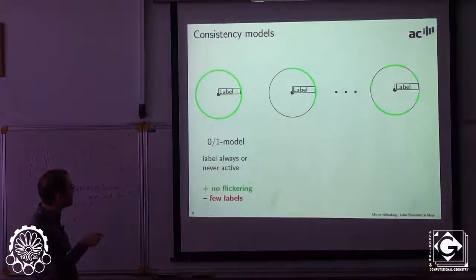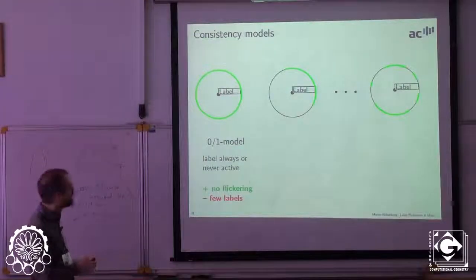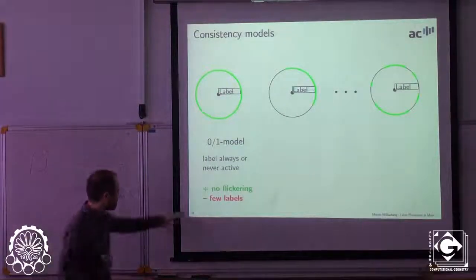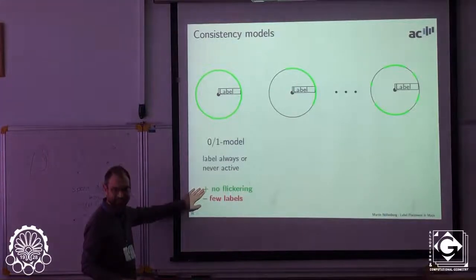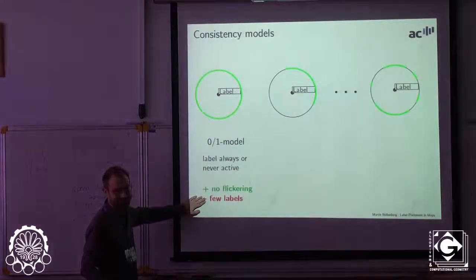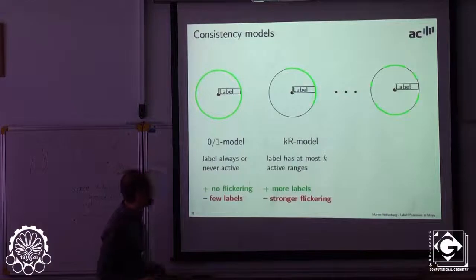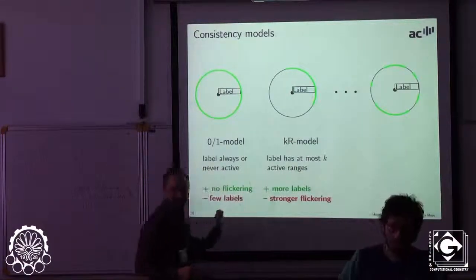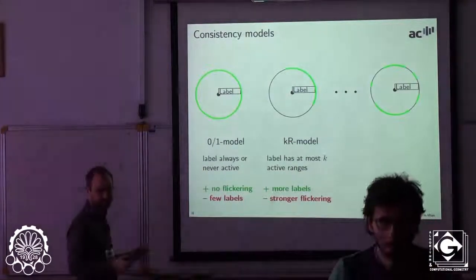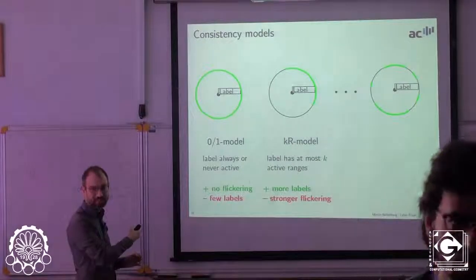So we studied different consistency models for labels. The easiest one is to say either the label is always visible or never visible. That's the 0-1 model. Of course, it has the big advantage that there's no flickering at all. You always see it, but you cannot place many labels. The KR model says that for each label we can choose at most k active ranges. So what we've done so far was k = 1.